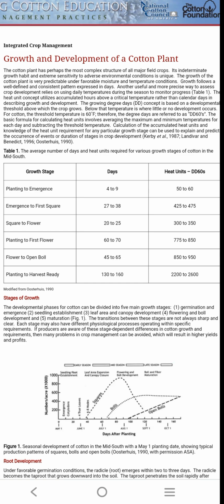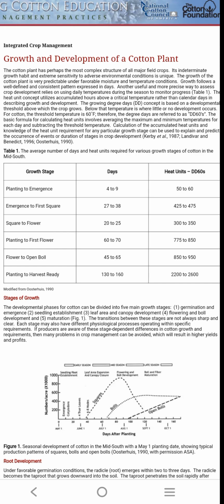Below the threshold temperature, little or no development occurs. Above the temperature, more development occurs. For cotton, the threshold temperature required is 60 degrees Fahrenheit. The degree days are required as a minimum of 60 growing degrees for cotton growth and development. 60 degrees Fahrenheit is required during the crop growth stages, from planting to emergence to planting to harvest.